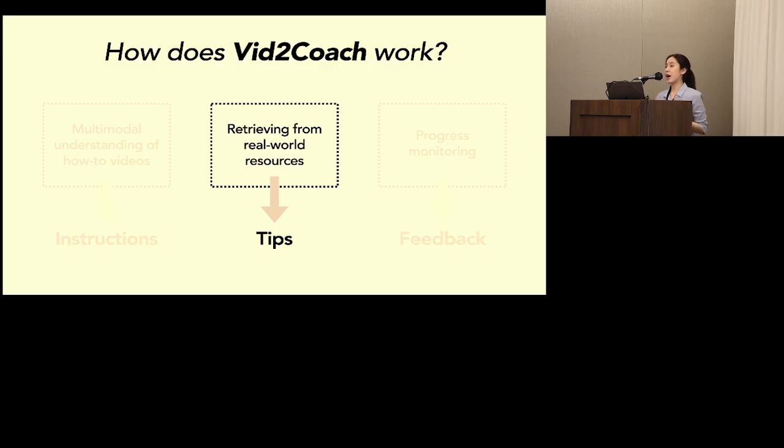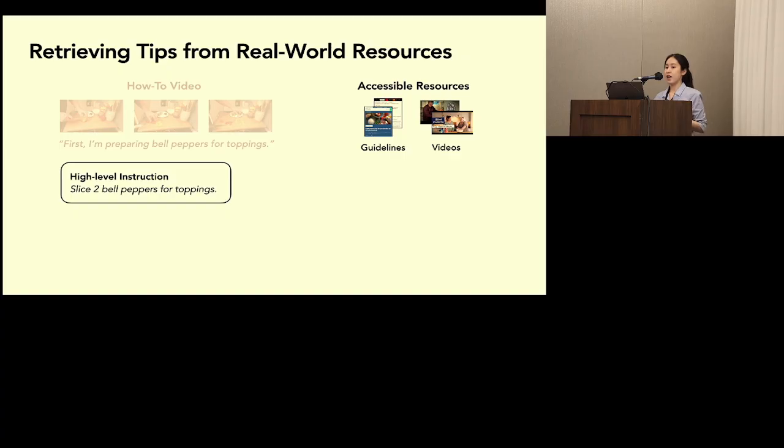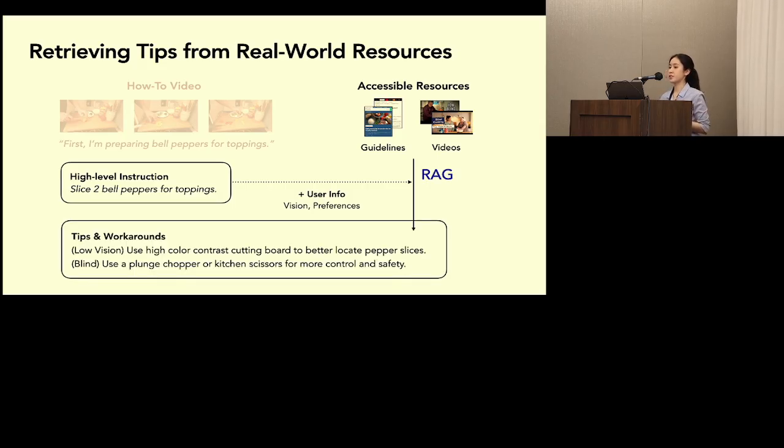Next, I'll talk about how we generate tips. From the instructions generated earlier, we incorporate user-specific information such as vision or preferences, and we use RAG, or retrieval-augmented generation, on external resources. This is to get more accessible workarounds that are not present in the original how-to videos.